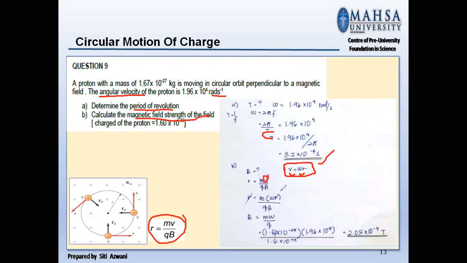Okay, so you can cancel the r here and r here, no more r, then you can solve for v. v equals m omega divided by q. m refers to the mass of your proton. Then you can calculate the final answer here.